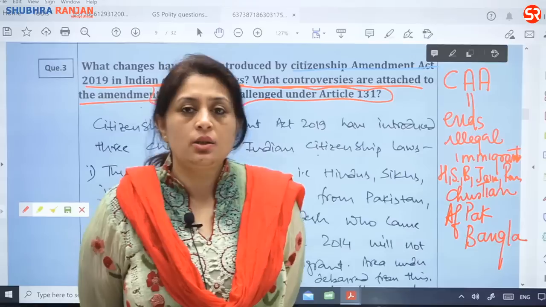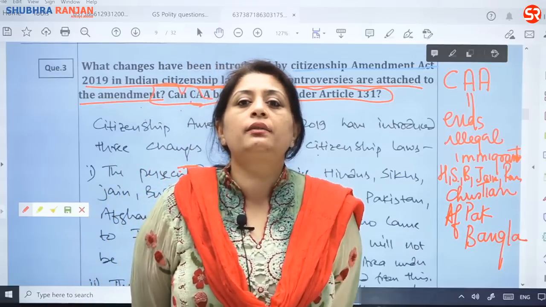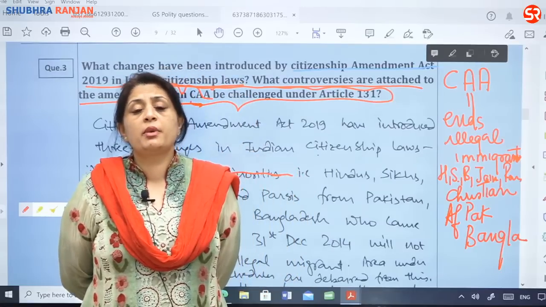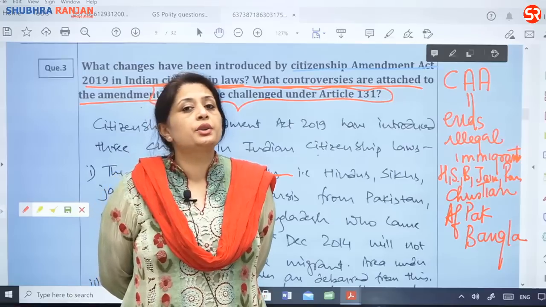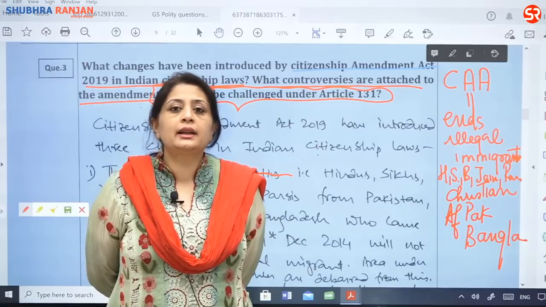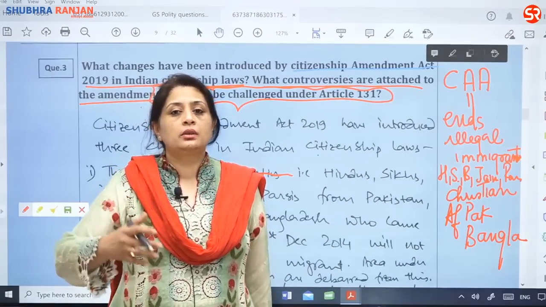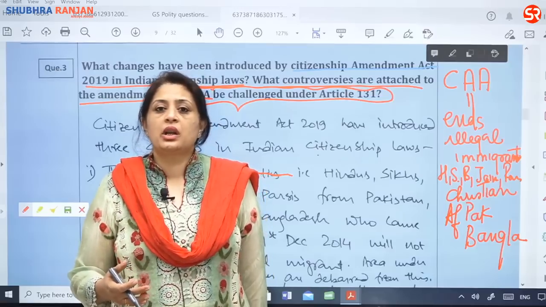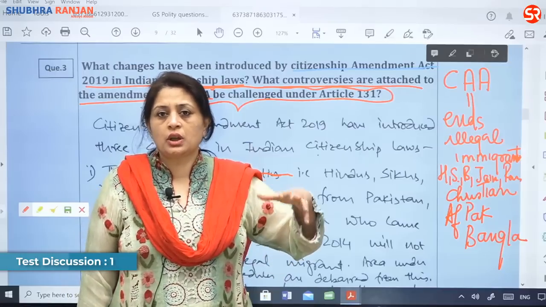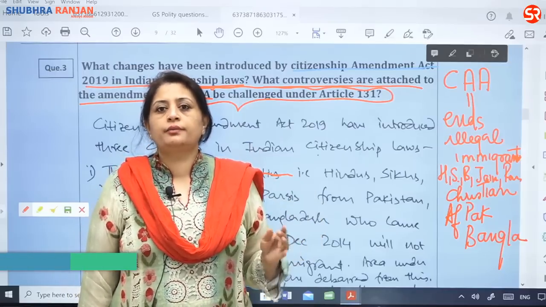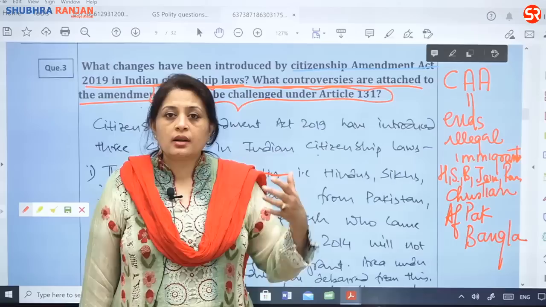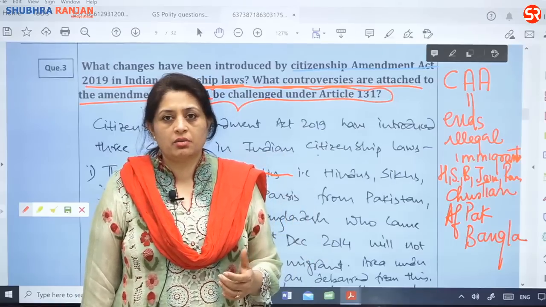So the best way is to look at the document itself by the government. If you see the statement of objectives attached to the bill, this itself mentions that the idea is to complete the unfinished agenda of the partition. So now I will give you a quick glance of the complications of the Indian citizenship laws and how you can defend this particular argument.